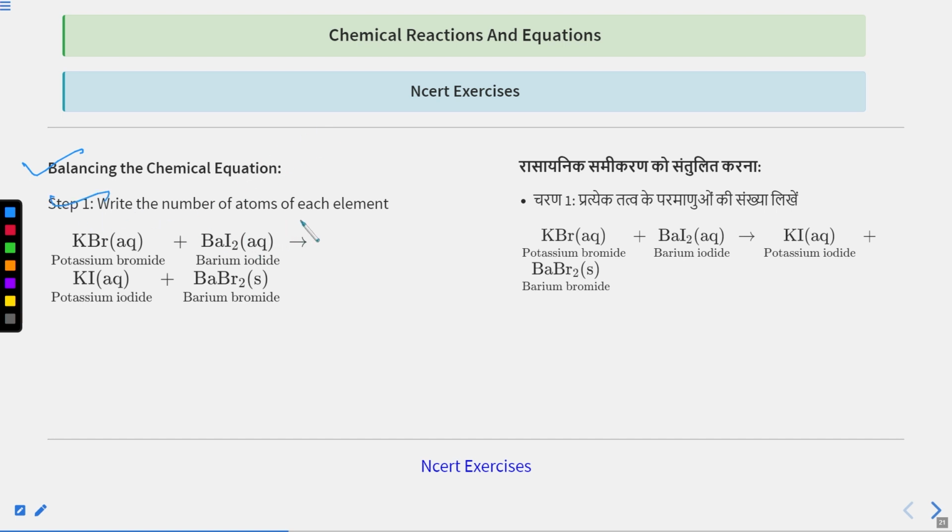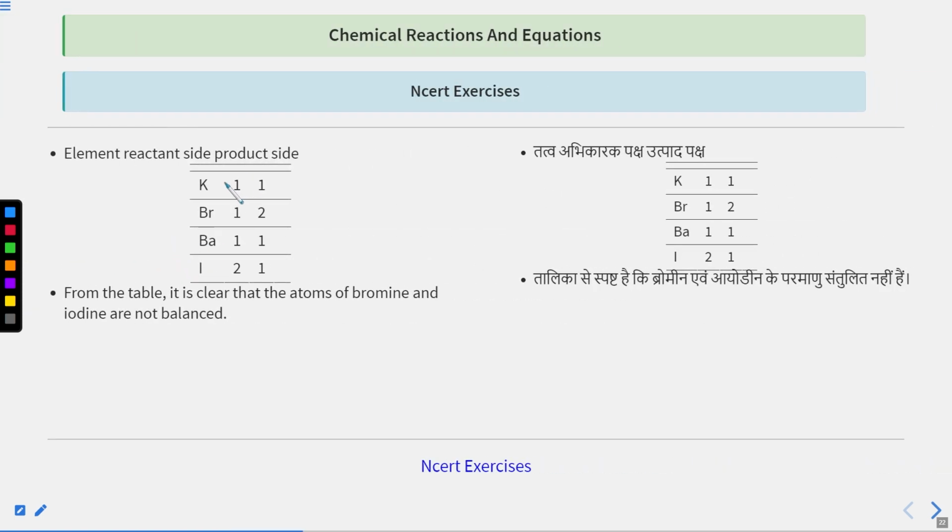So step 1, write the number of atoms of each and every element. You can see these are the reactants, potassium bromide and barium iodide, and these are the products, potassium iodide and barium bromide. You can see the tabular form. This is the reactant side and this is the product side.